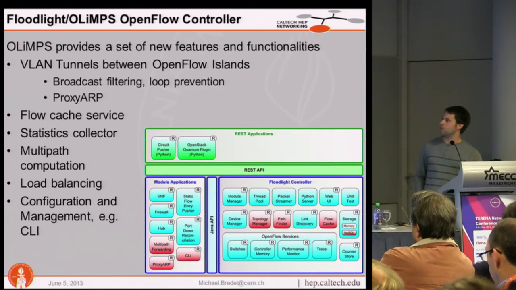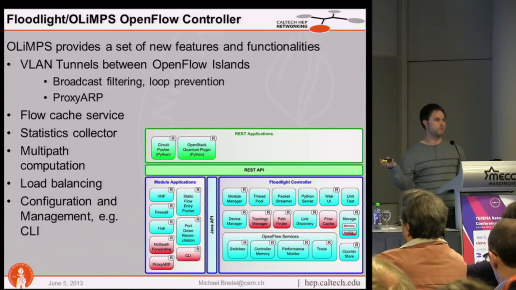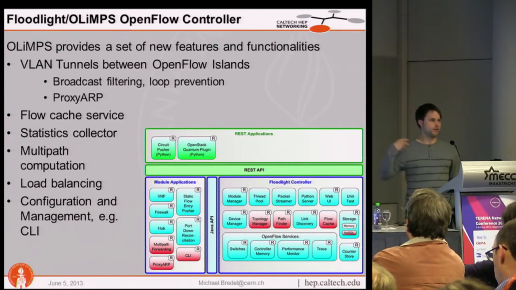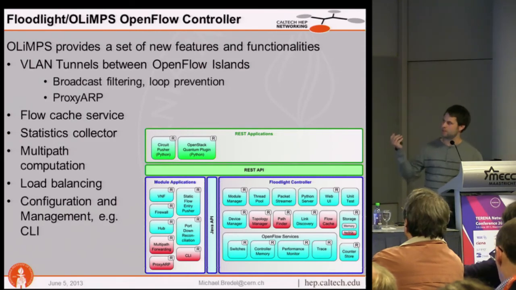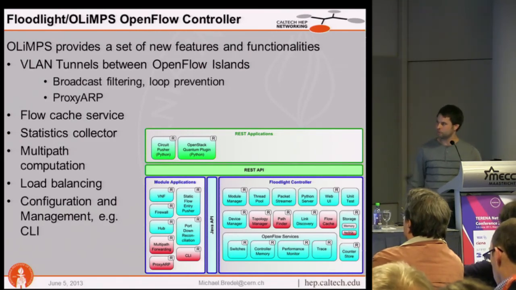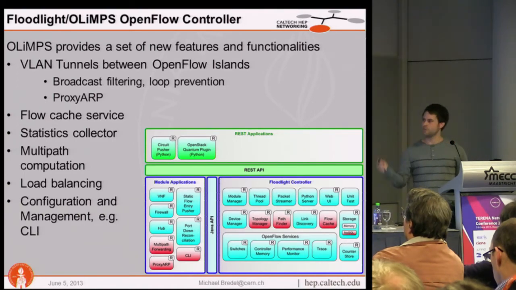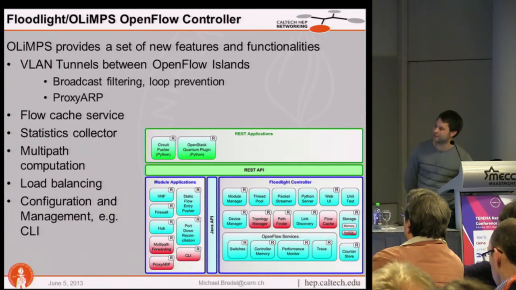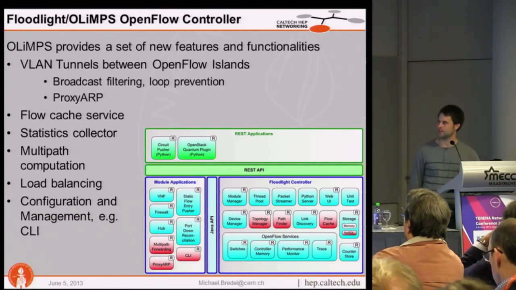implemented flow cache servers so that the controller basically knows about the state, about all the flows that are in the network, and I can query a memory-based database just to get the information directly from the controller. I can read statistics. These are made available to the controller. Of course, we have a multipath computation. So we calculate the multiple paths and do load balancing. And we had some additional functionalities or tools like a CLI.